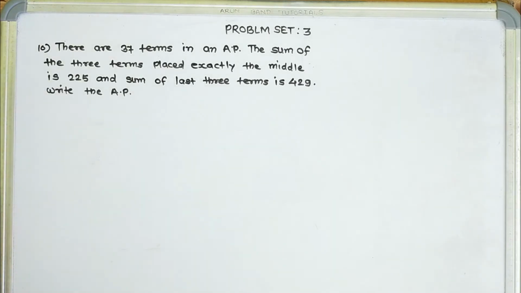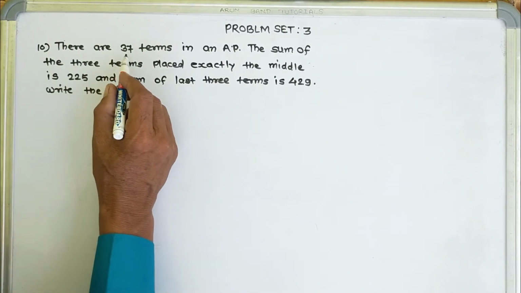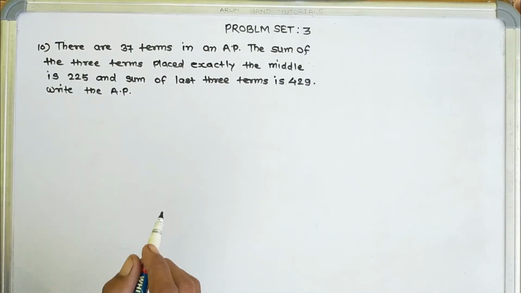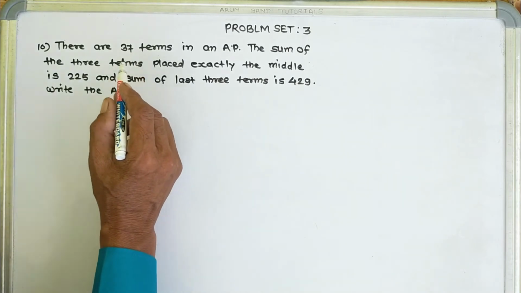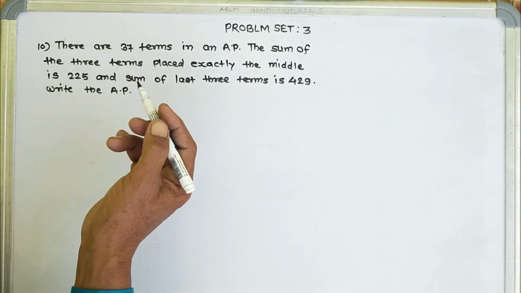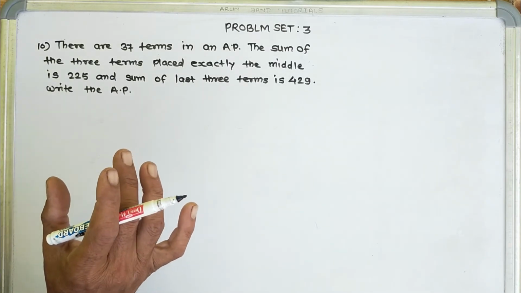Then we have to write the AP. Now, if we look, here we have given total terms are 37 terms. To find the middle term, what we have to do? We have to add 1 and divide by 2. Then we will get the exact middle term. Then we will write the exact 3 middle terms.